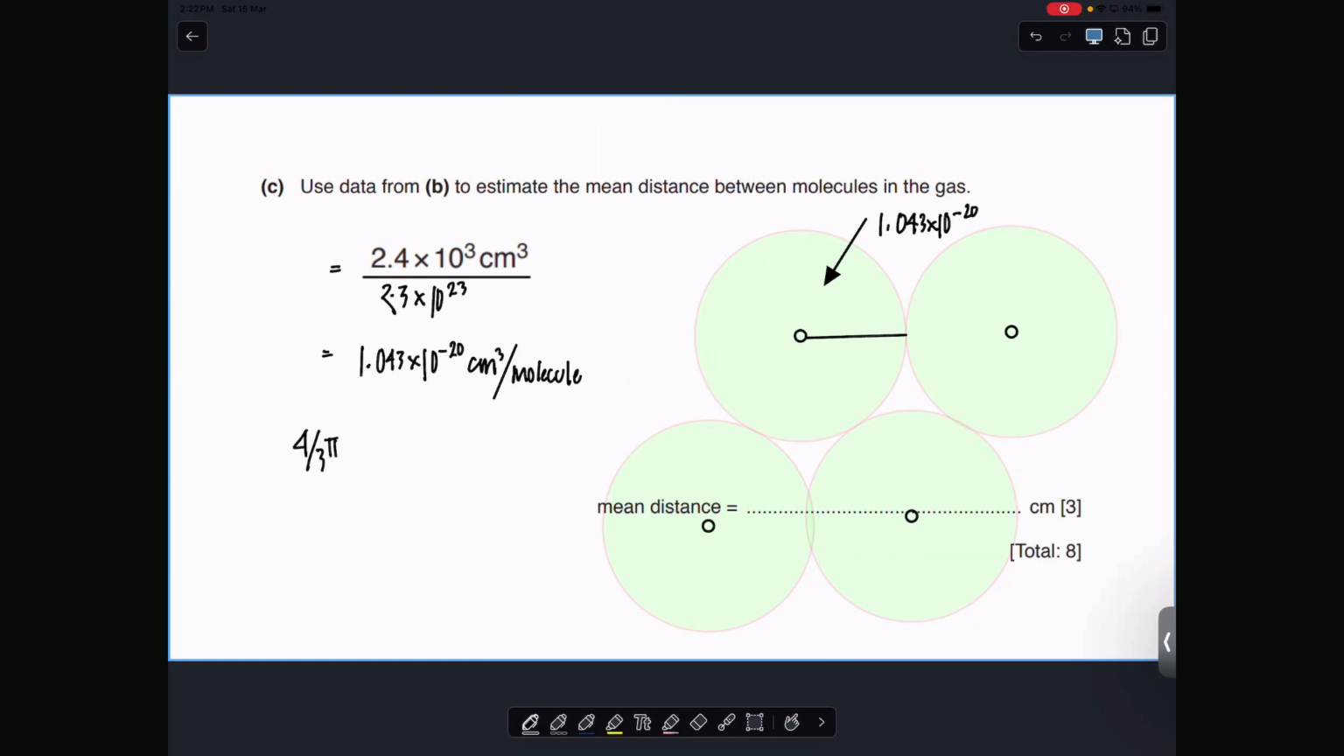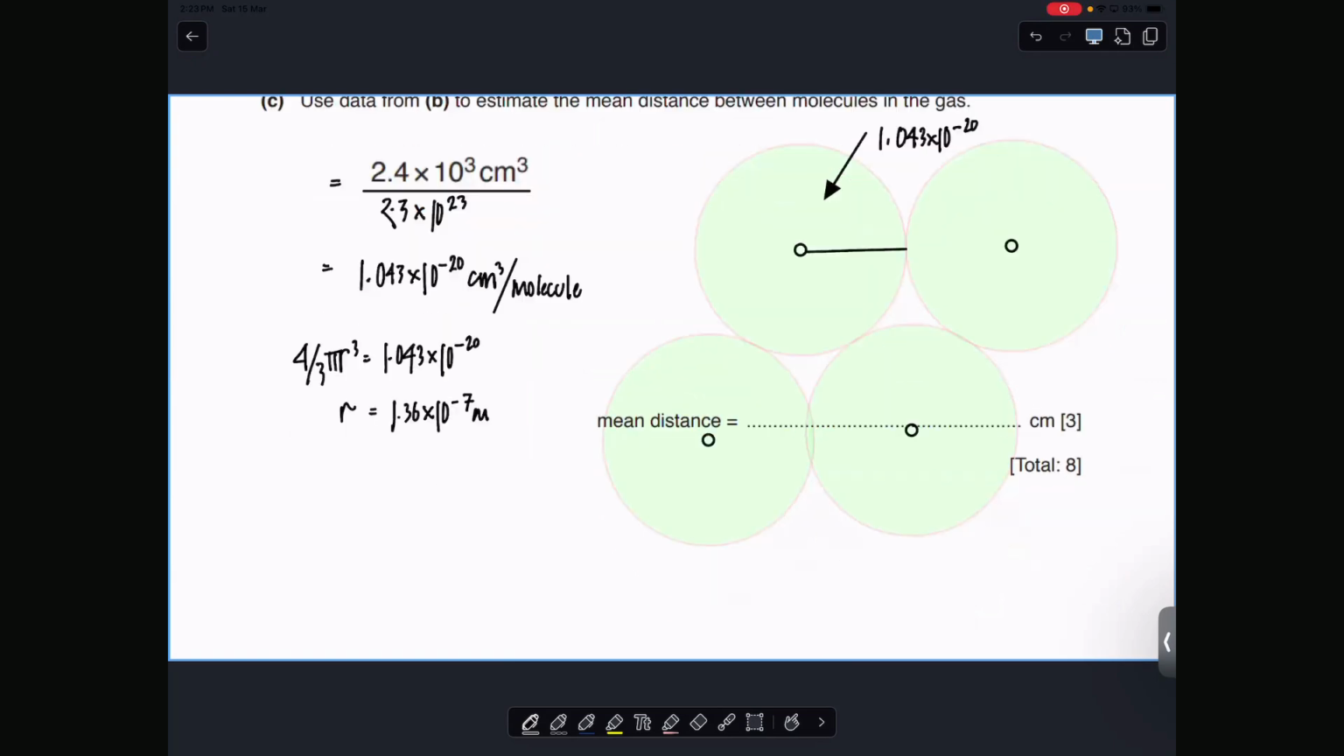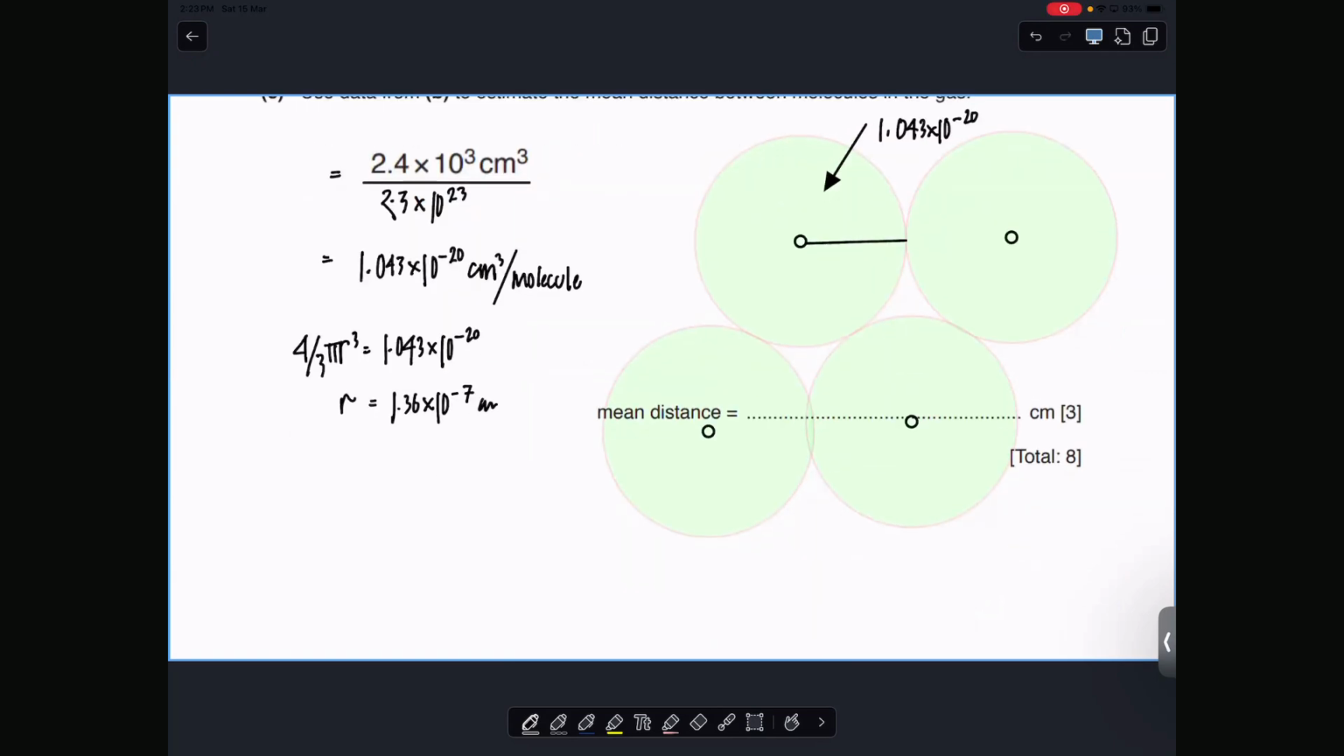Right, 4 by 3 pi r cubed equals 1.043 into 10 to the power minus 20. This will give me the radius of this one sphere. How much is it? 1.36 into 10 to the power minus 7, and that's in centimeters, right? Centimeter. That's the distance from here to there.